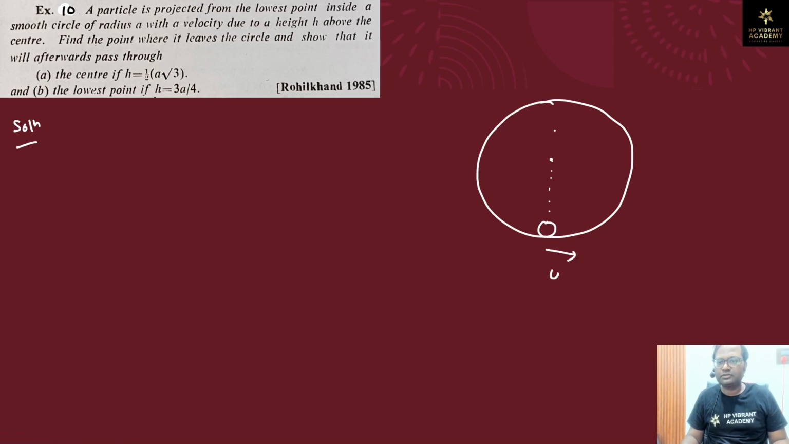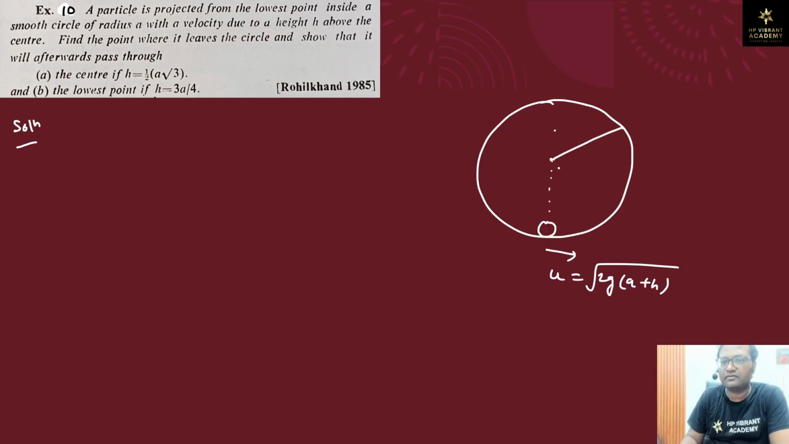So the initial velocity is root 2g(a plus h). The particle is projected from the lowest point inside a smooth circle of radius a with a velocity due to height h above the center. Find the point where it leaves the circle and show that it will afterwards pass through the center if h is equal to half a root 3, or the lowest point if h is equal to 3a upon 4.